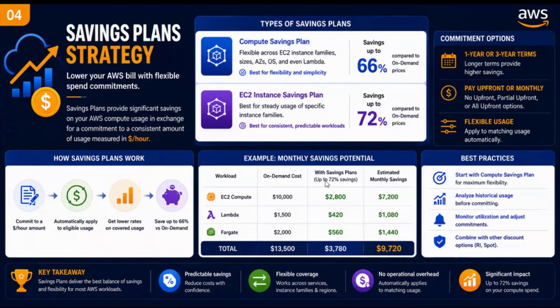So basically, if we go through the example, here is the workload: EC2, compute, Lambda, and Fargate. This is the whole combined workload that uses these services. With on-demand cost you burn 30,500, but with these saving plans, up to 72% saving, you burn only 3,780.